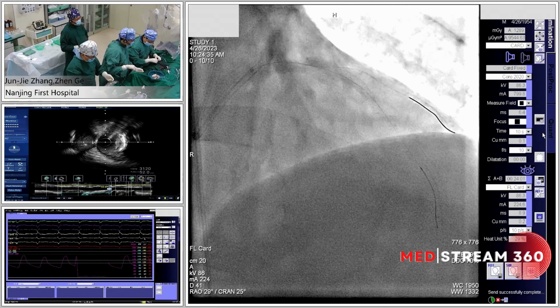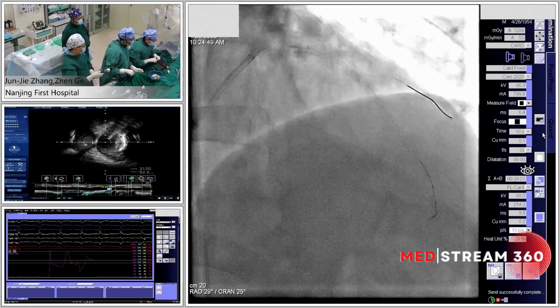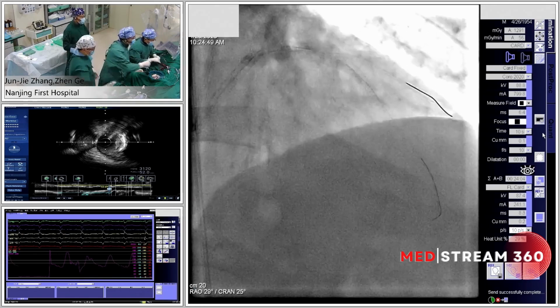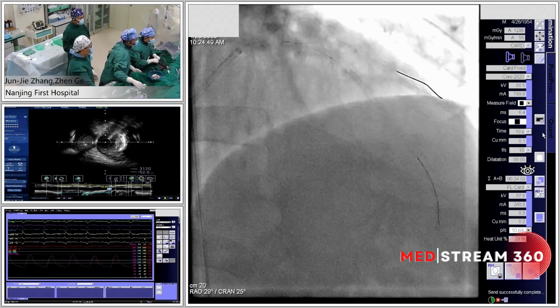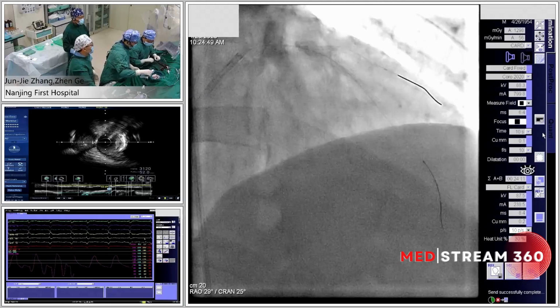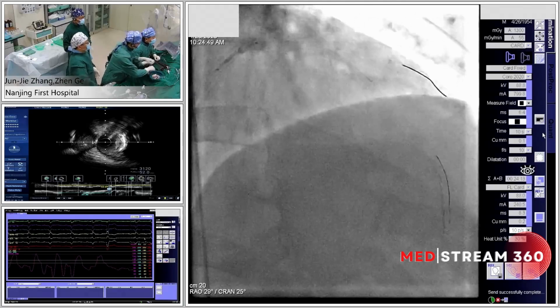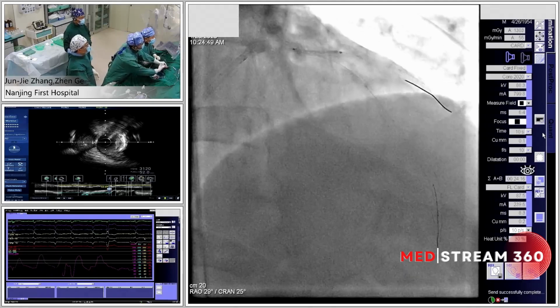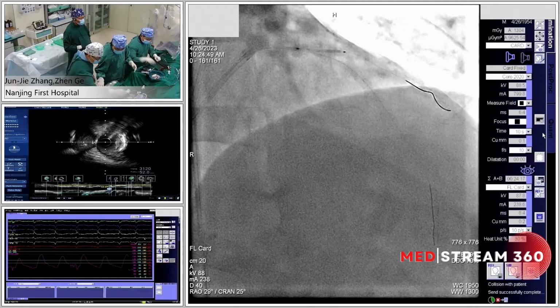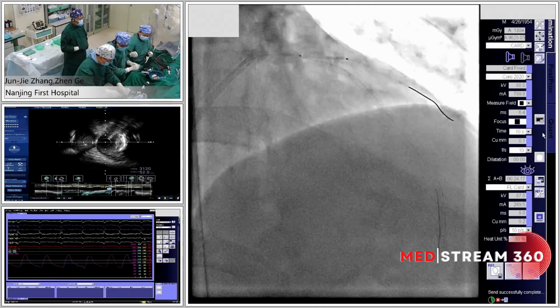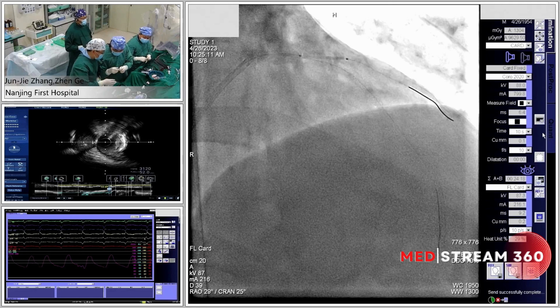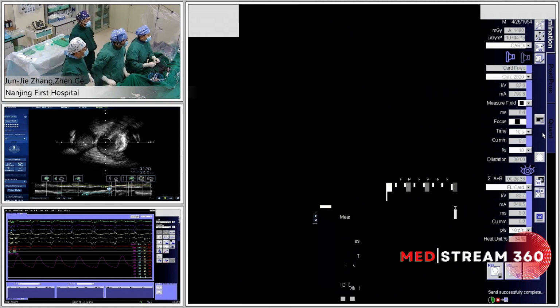For these bifurcation lesions, wire crossover wrapping is an often phenomenon, which will increase the resistance when advancing the device. I think another good option is to use something like a dual lumen catheter to facilitate wire rewiring to the side branch and avoid the wire wrapping. Actually, you can see now Dr. Ge advanced the side branch stent. This step is quite important.